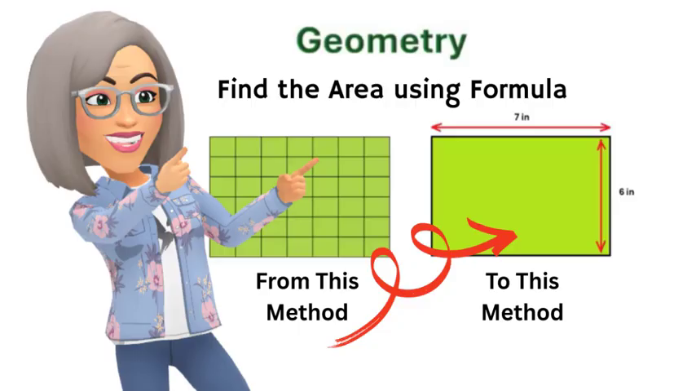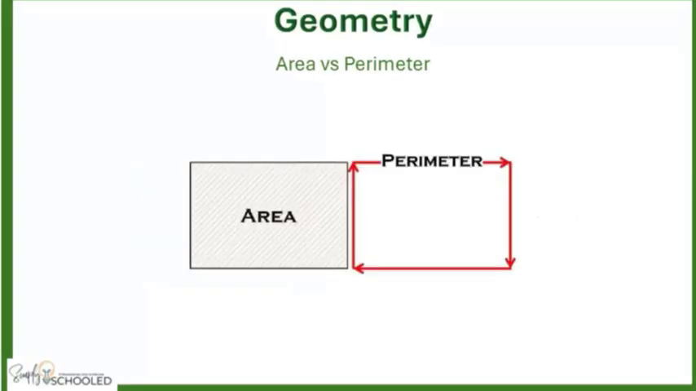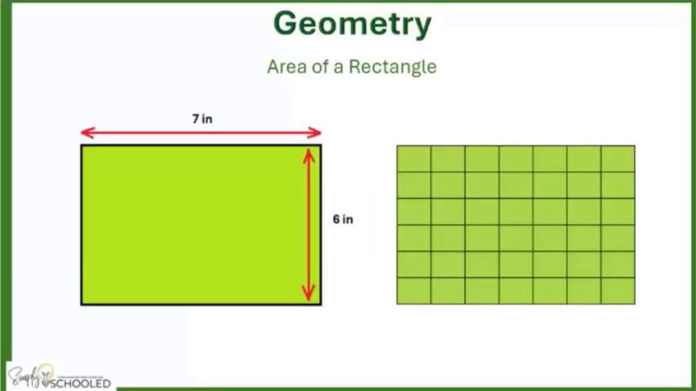In this geometry video, we are going to learn how to use the formula for finding area. In our previous video, we learned that the definition of area is the amount of space inside a shape. We talked about the difference between area and perimeter. Perimeter is the distance around the shape, and area is the amount of space that is taken up inside the shape. So that is what we're focusing on in this video.